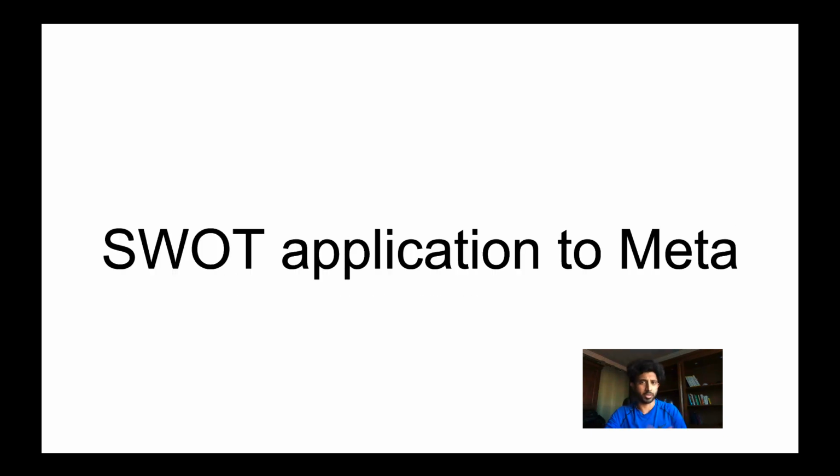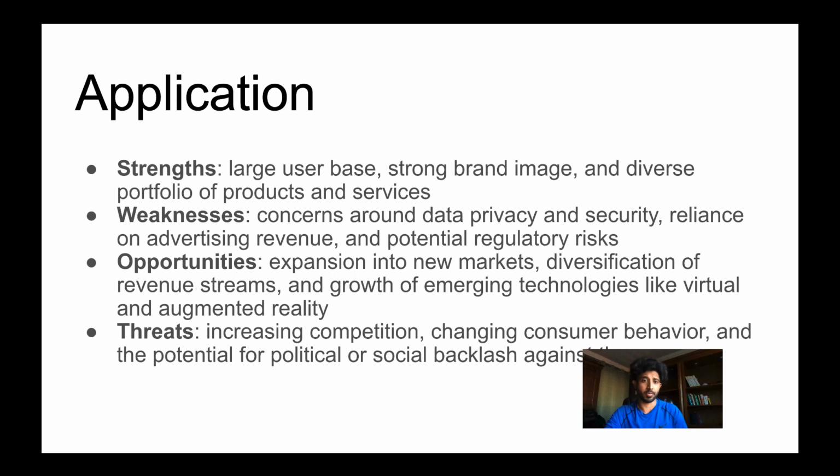Let's look at the application to Meta, also formerly known as Facebook. If you take a look on a high level, the strengths of the company include a strong brand image, a large user base, and a diverse portfolio of products and services. When you look at the weaknesses, there are many concerns about data privacy and security, there's a negative company image from how it handled the data leak in the past few years, and the involvement in the election campaign. It has too much reliance on advertising revenue and many political and regulatory risks.